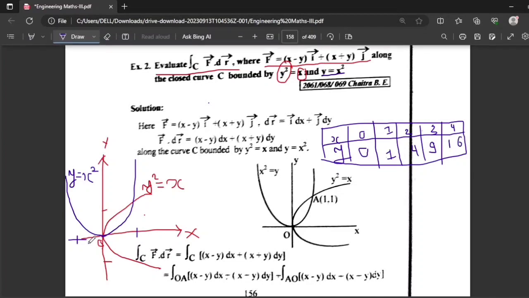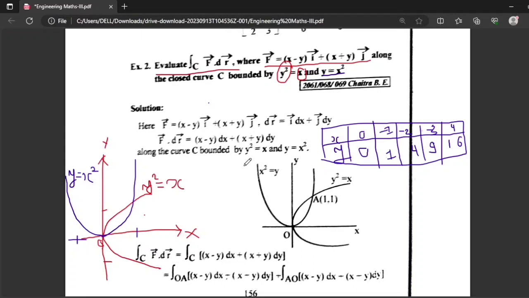So by plotting these values in the graph, we get this. And when x equals minus 1, y equals minus 1 square, that is 1. When x equals minus 2, square is 4, minus 3 square is again 9, and minus 4 square is again 16. So we can draw this left part. So in the end we get this curve, and similarly for this red parabola.